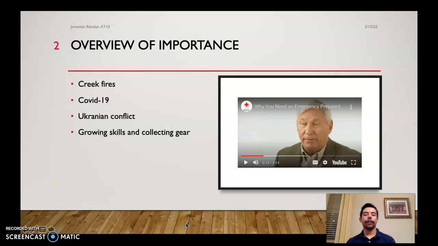And to have an overview of the importance of a home emergency plan, we see disasters, whether they be man-made or natural, happen daily throughout the world. We have the Creek fires that happened not too long ago here in the Central Valley, COVID-19, of course, and recently the Ukrainian conflict, and all those disasters. We see how many people are displaced from their homes and from where they work and live.